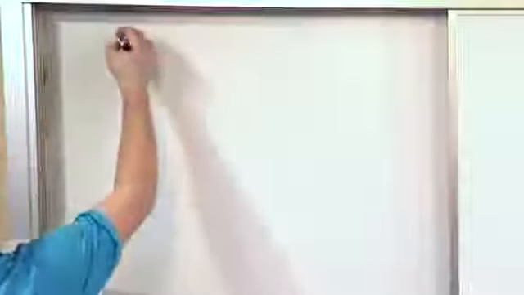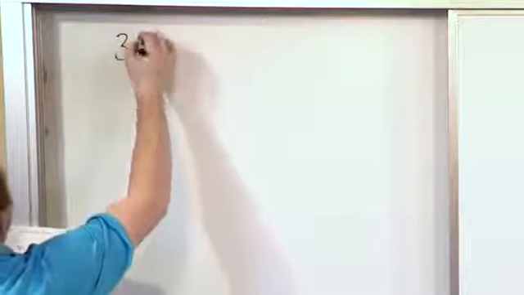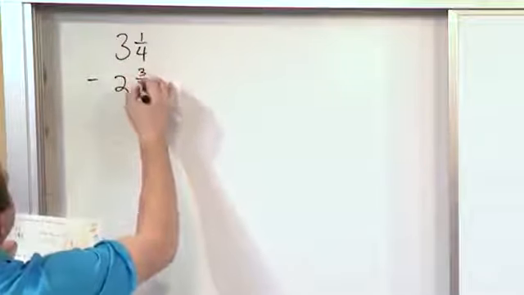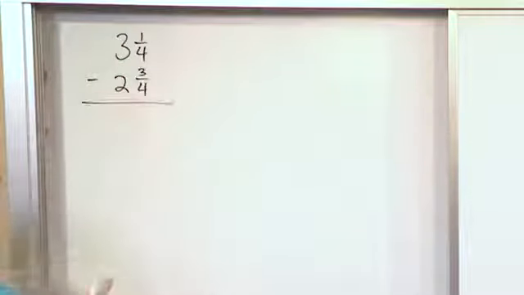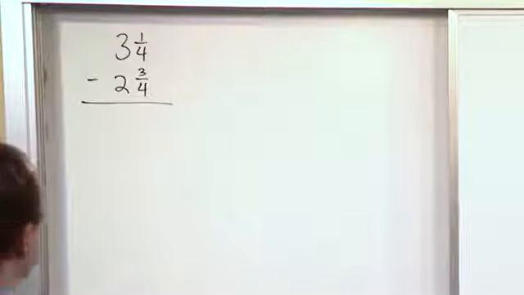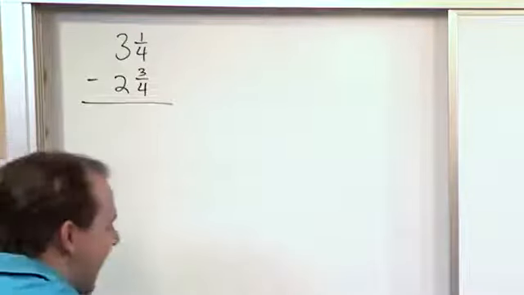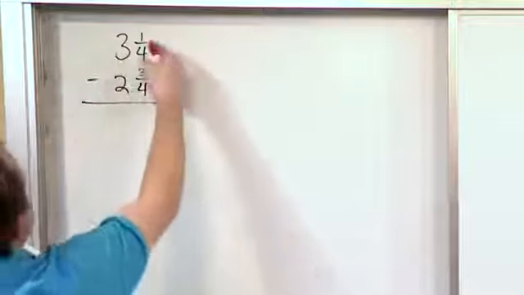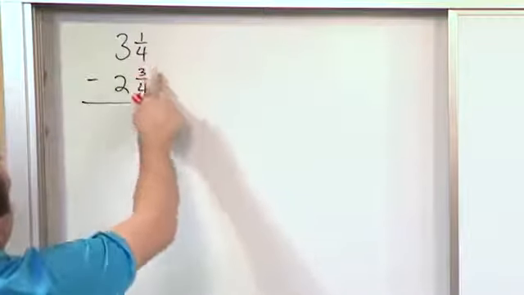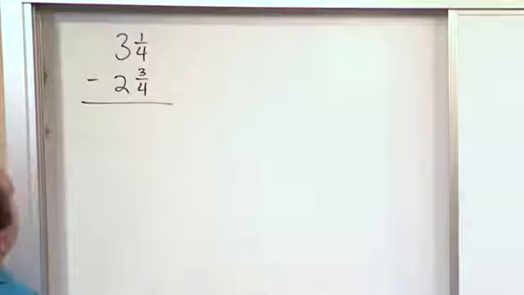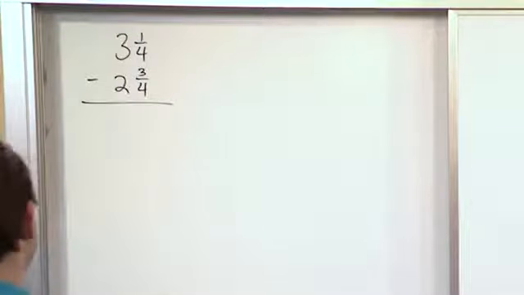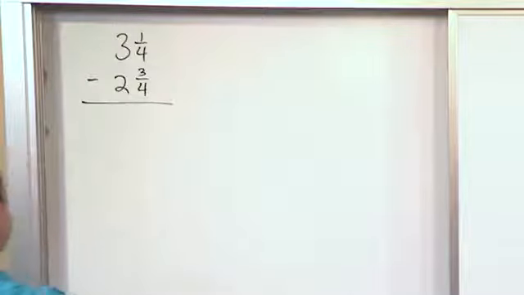numbers. What if you have 3 and a fourth, and you're subtracting from that 2 and 3/4? All right. Now, if I tried to do this the way that I showed you that you could add these things together. Now, if this was an addition, I would say 3 plus 2 is 5, and you add these guys together, you get 4/4, which is another one, and so you would get altogether 6 when you add these together, using the first way that we talked about.